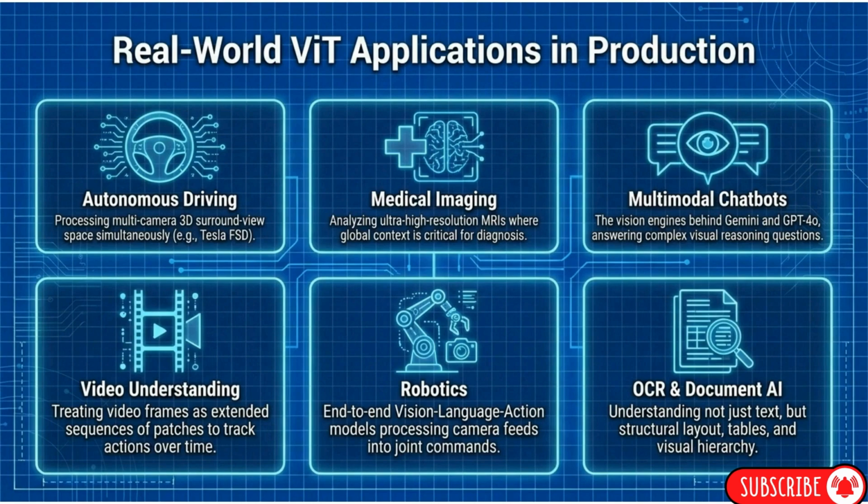Vision transformers are used in many real-world applications. In autonomous driving, they help understand roads, vehicles, signs, and pedestrians. In medical imaging, they can support tasks like scan analysis and disease detection. In document AI, they help understand scanned documents, layouts, tables, and forms. They are also used in robotics, video understanding, and multimodal chatbots. So ViT is not just research, it is already part of production AI systems.